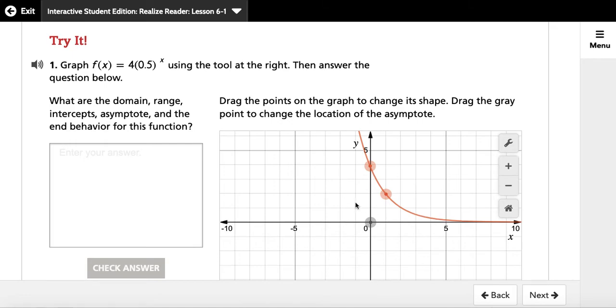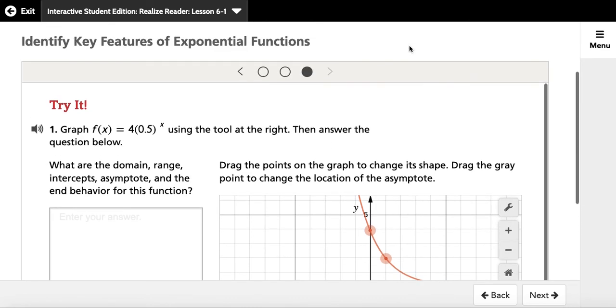But I didn't need to graph it to answer the questions. What's the y-intercept? 4. It's a decay problem. The asymptote is going to be the x-axis. End behavior: as x approaches infinity, y approaches 0. As x approaches negative infinity, y approaches positive infinity. And I skipped over the first thing, which was the domain. The domain is all reals. And the range is greater than 0.